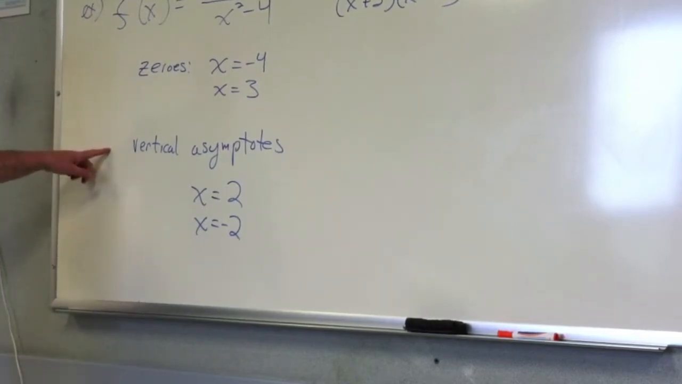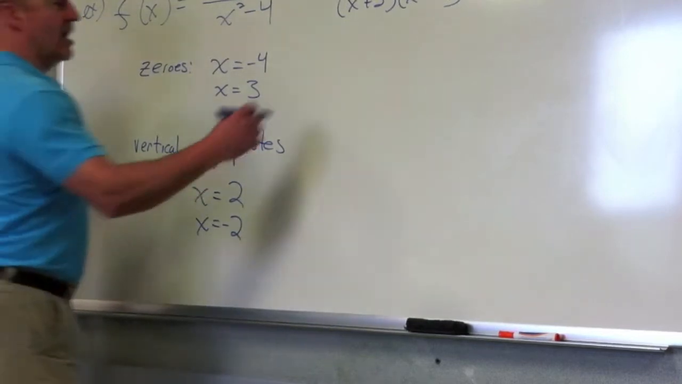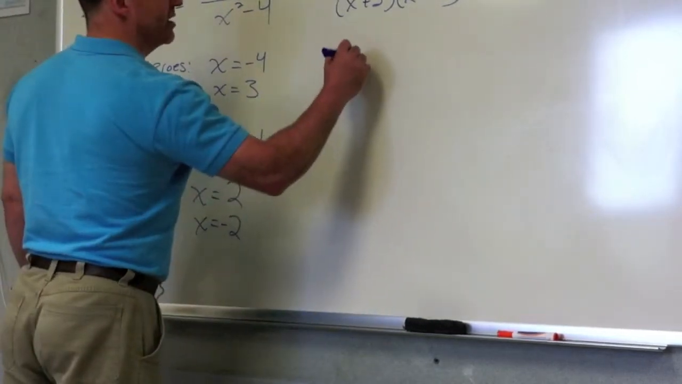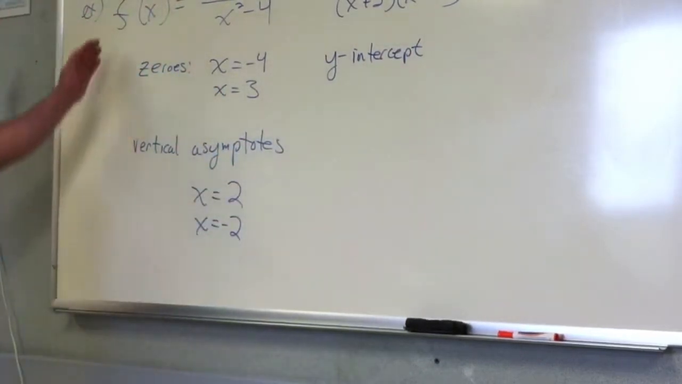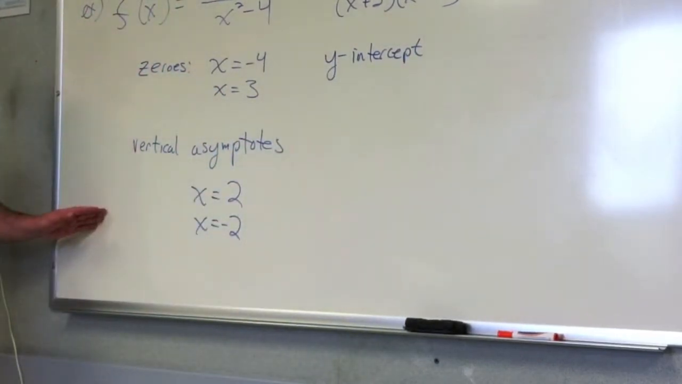What else do we know? We can find out a couple things. The Y-intercept. We haven't talked about this yet today. Yeah, zeros. Okay. Why don't you do the denominator zeros? I did do the denominator zeros, they're the vertical asymptotes.